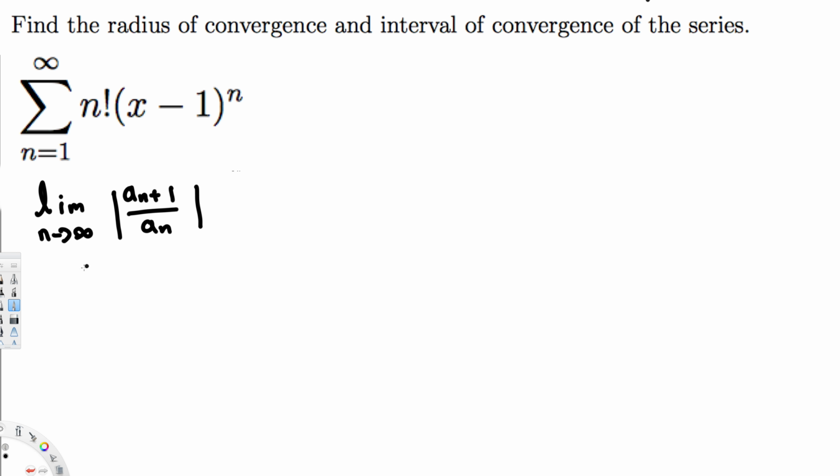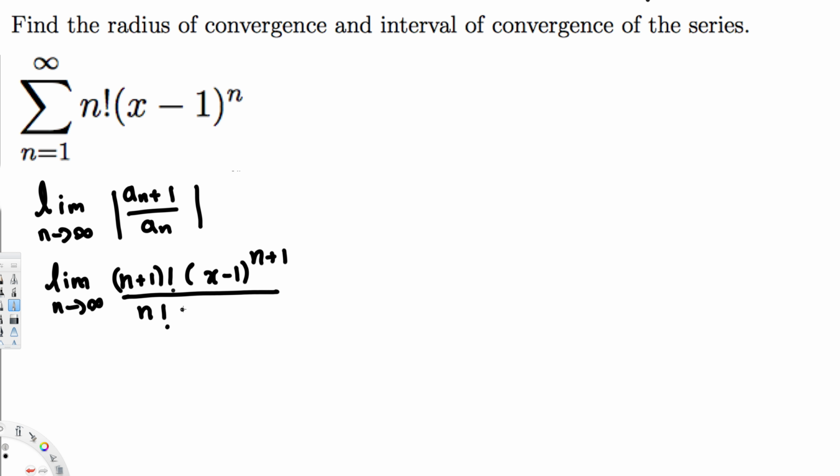Now a_(n+1), let's see what happens for a_(n+1). So a_(n+1) is basically wherever we have n, we just add 1 to that. So here we are going to add 1 to every n. The first one is going to be (n+1) factorial, and then we are going to have (x-1) to the power n+1, and then we have to divide this by the original function, that is n factorial times (x-1) to the power n, in absolute value.